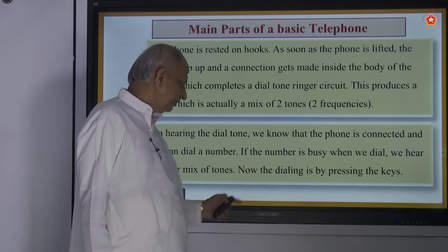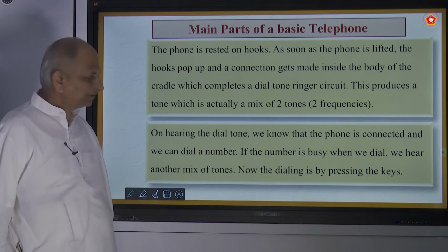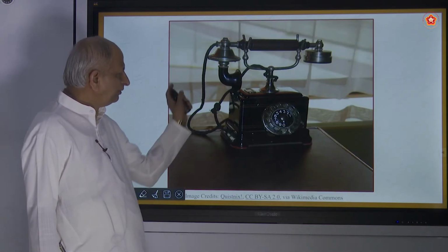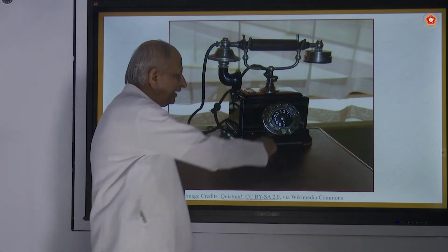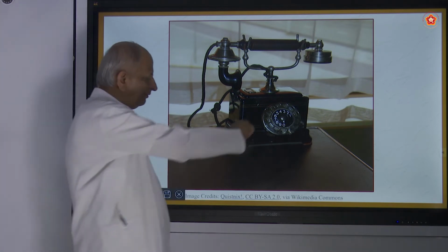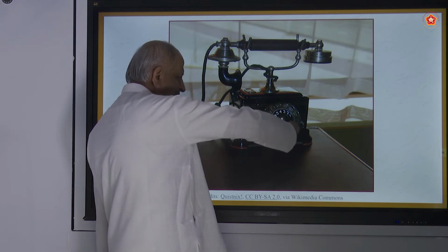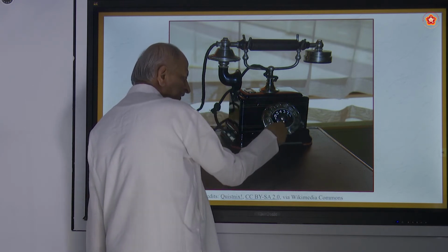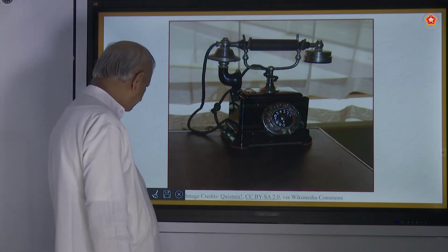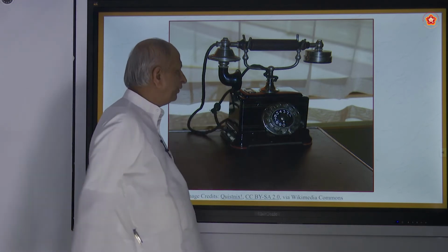Now the dialing is by pressing the keys. Just now I showed you how to press the keys. And this is one of the old models, and this is what is called dialing, and it should be done one by one: 1, 2, 3, 4, like that. Whatever number is there, you have to keep your finger inside the hole and turn. Okay, that was of course an old model, but anyway it is how it was improved.